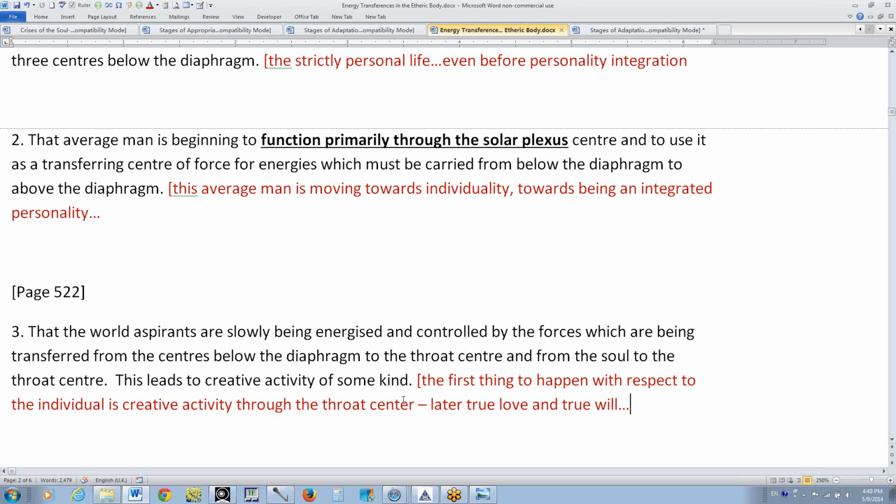You never know where you're typing. So world aspirants are slowly being energized and controlled by the forces which are being transferred into the throat center. They are creative people. They are striving for something higher. They are living not necessarily fully in the heart center, but they are living in the sacral center is transferring to the throat. And well, what is an aspirant?